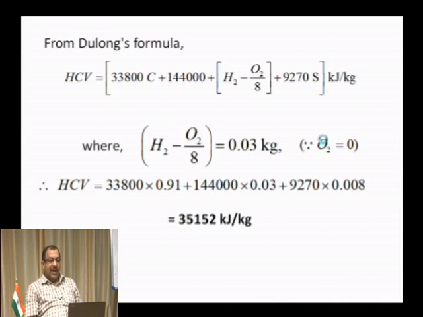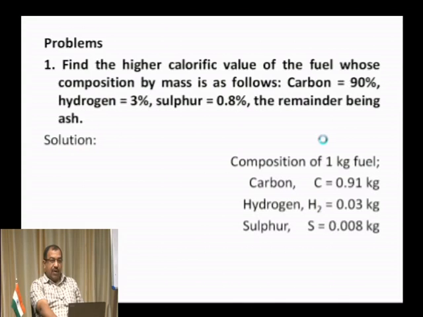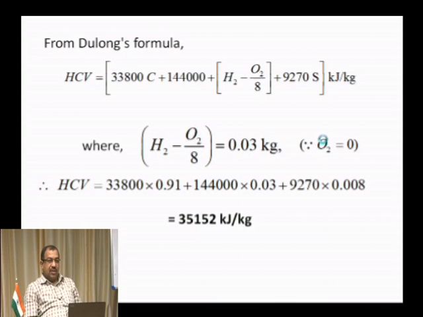So, substitute values in this. The value of carbon is 0.91, value of hydrogen is 0.03 and value of sulphur is 0.008. Substitute in this equation: 33800 into 0.91 plus 144000 into 0.03 plus 9270 into 0.008. When you do the calculation, you will get 35152 kilojoules per kg.